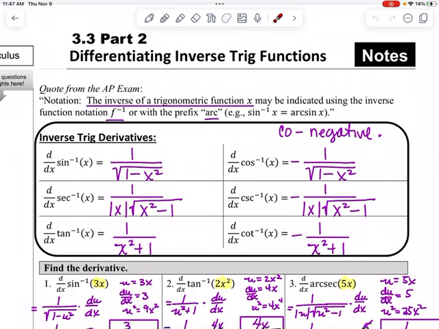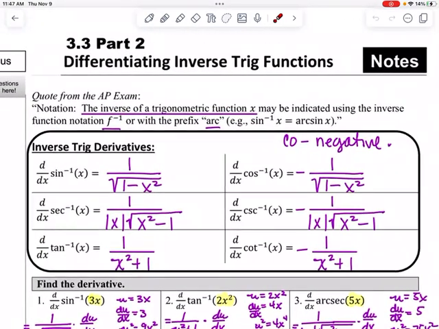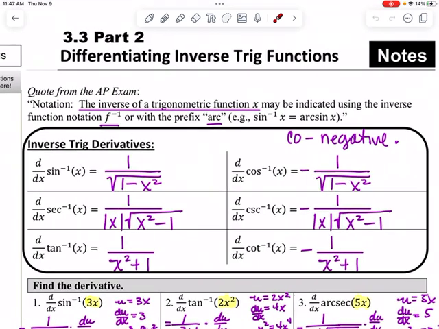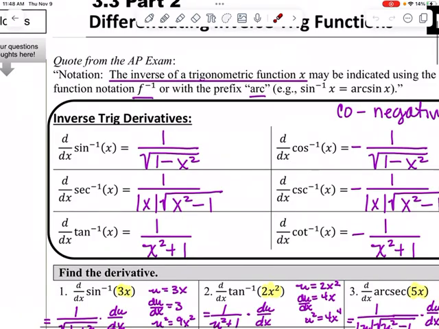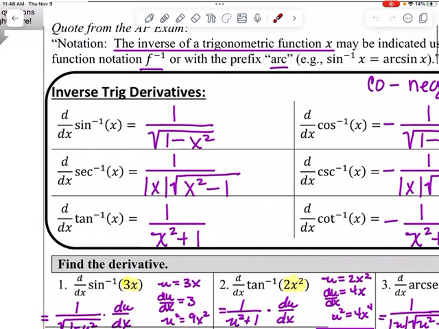So let's go over the derivatives now. Remember, in the last section we were dealing with the derivative of an inverse function in terms of notation as well, but just any old inverse. Now, the derivative of sine inverse is equal to 1 over the square root of 1 minus x squared. The derivative of secant inverse is 1 over the absolute value of x times the square root of x squared minus 1. And the derivative of tangent inverse is 1 over x squared plus 1.